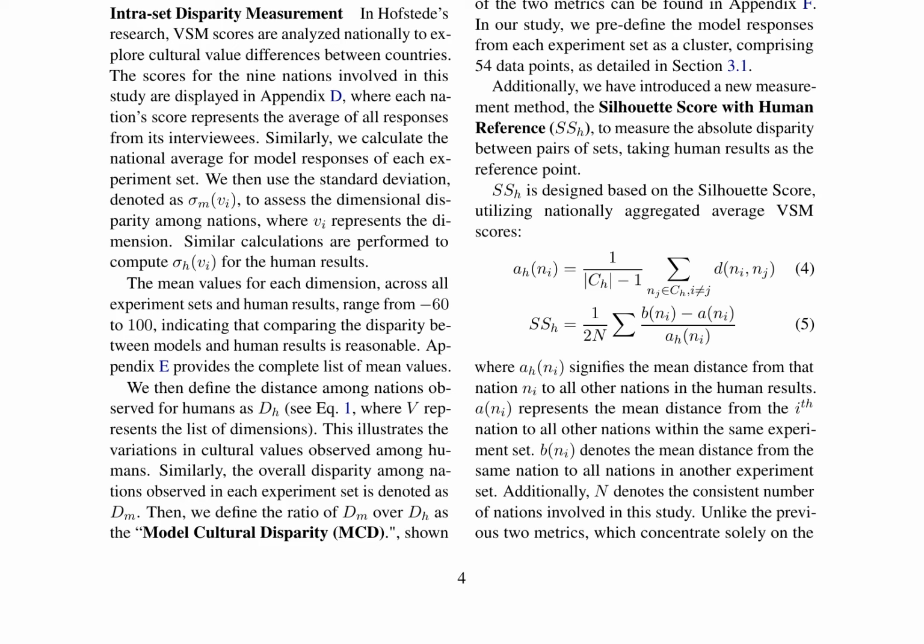Clustering methodologies, including the Davies-Bouldin index and silhouette score, are employed to assess the effectiveness of separation between each pair of experiment sets. A new measurement method, the silhouette score with human reference, is introduced to measure the absolute disparity between pairs of sets, taking human results as the reference point. The findings highlight the importance of considering cultural context and language used in prompts when analyzing LLMs' cultural values.